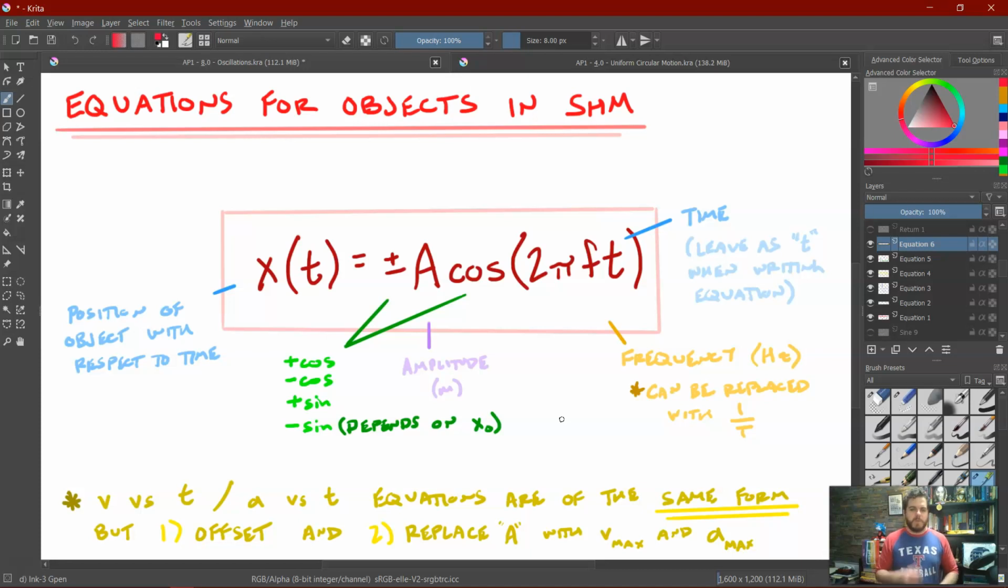Now, the big difference between the position, velocity, and acceleration graphs is, one, that they're all going to be a little bit offset from each other, and we're going to discuss that much more in class. And two, that rather than having the amplitude out here in front, which remember is the maximum displacement, we would replace this with either the maximum velocity or the maximum acceleration, depending on if we're doing a v of t or an a of t equation. Now, one last thing I want to mention: this whole part in parentheses, you might be thinking, where did this 2 pi f t come from? Hold on to that. We're also going to discuss that in class so it becomes a little more clear.